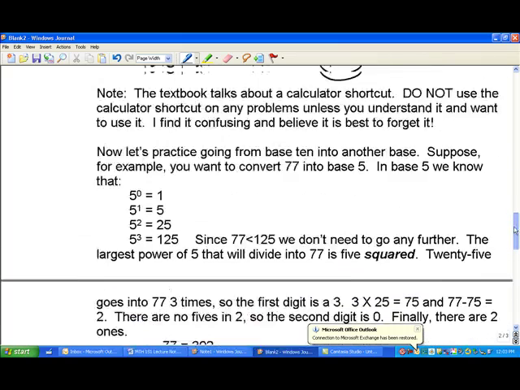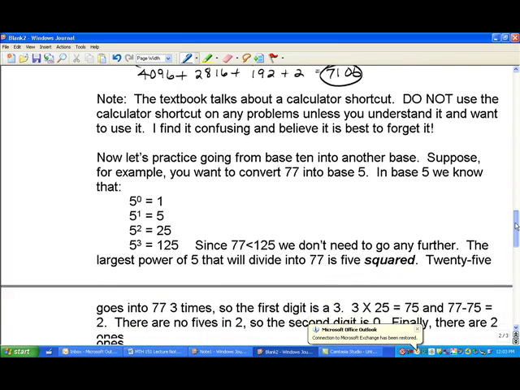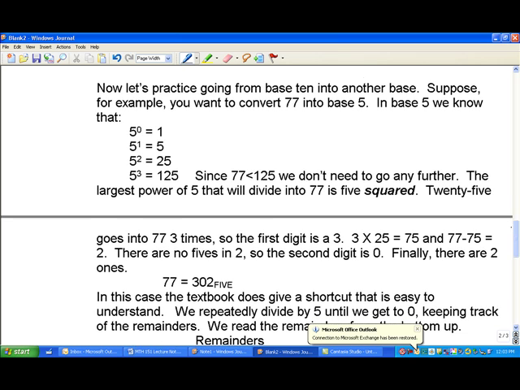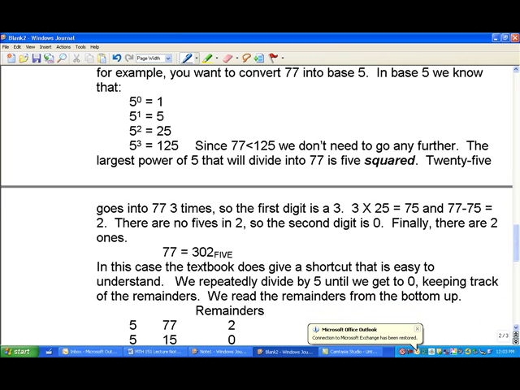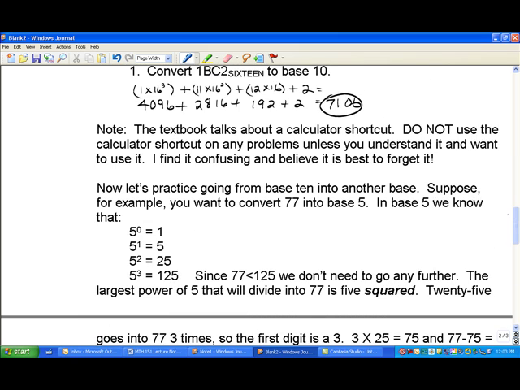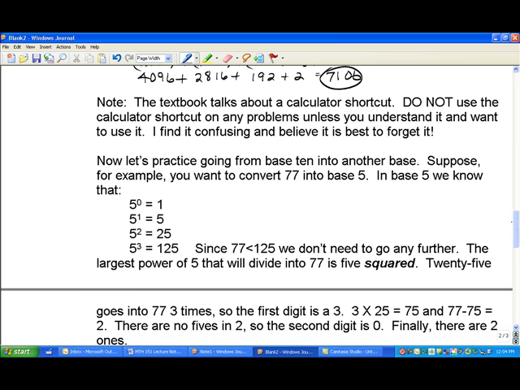You just skip over that. If you're doing problems in the book or anywhere and it says to use the calculator shortcut, just ignore it and go ahead and use the method we've used here. Now, the other thing we have to do: we've practiced going from another base into base 10. Sometimes we have to go from base 10 into a different base.